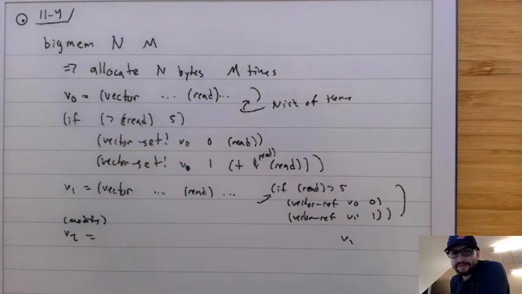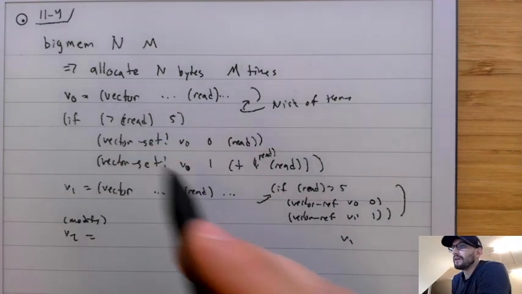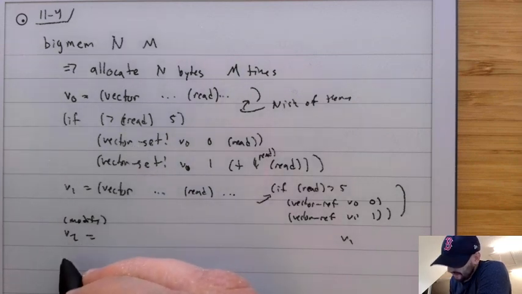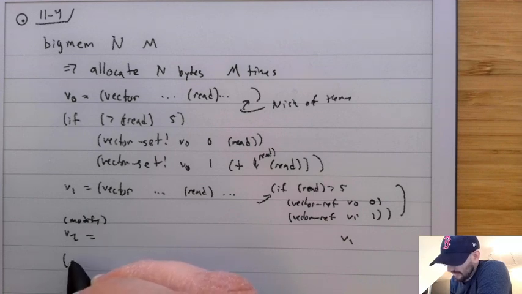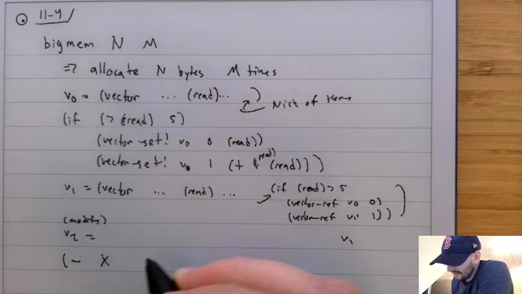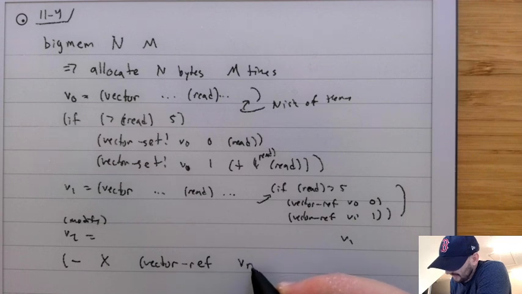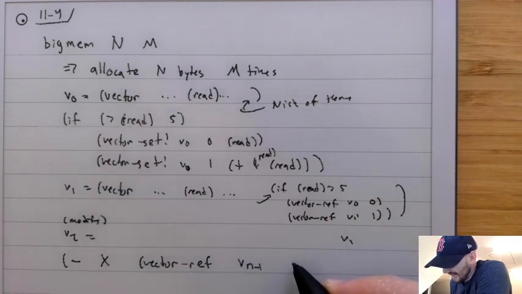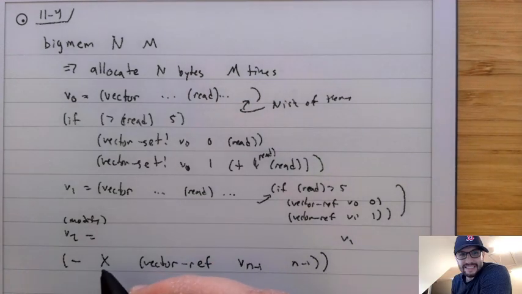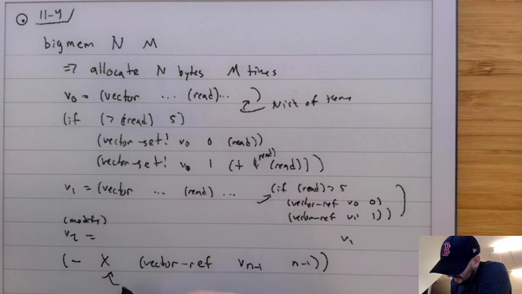We're going to actually modify it. Then at the very end of the program, we're going to make it so that the program ends with subtract x and vector ref vn minus 1, and look at that nth field. And now what is this x? This x is our prediction of the value of the result.